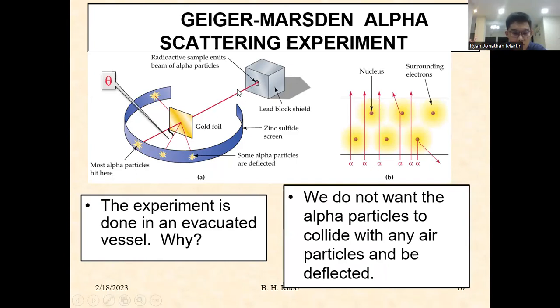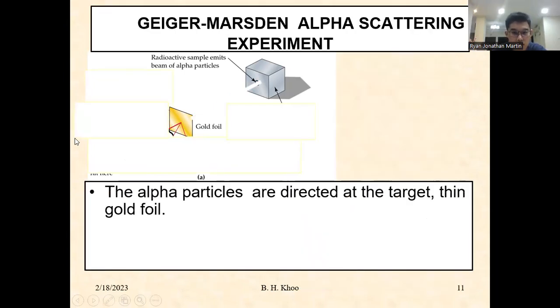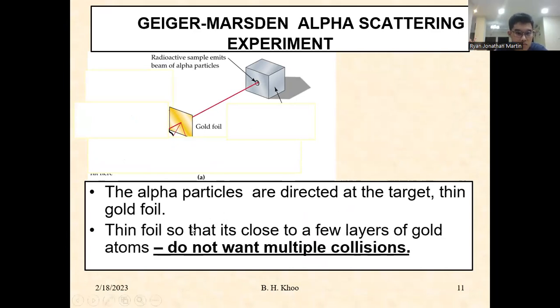This is the angle, the direct line there is the incident particle direction. And then the angle is the angle the deflected particle makes with the incident direction. Alpha particles are directed at the target gold foil. It's thin. Usually we want it as thin as possible, so there are not many layers. We do not want multiple scattering. As long as it hits one atom, good enough. That's why it's thin, close to a few layers of gold atoms. We do not want multiple collisions.